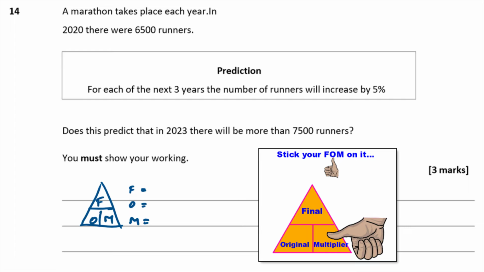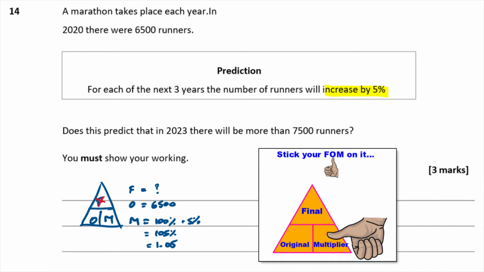That is what we're trying to predict, that's what we're trying to work out: how many runners there are in 2023. Original is the amount of runners that we start with, which is 6,500. Multiplier, now it's an increase of 5%. So if I've got 100% and I add on 5%, that gives me 105%, which as a multiplier is 1.05. So M is 1.05.